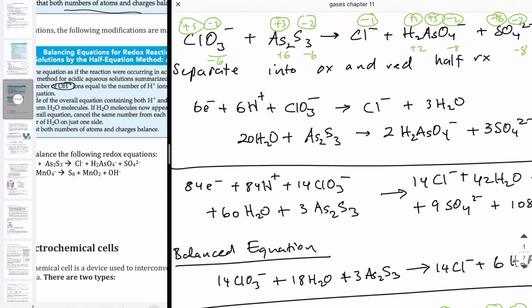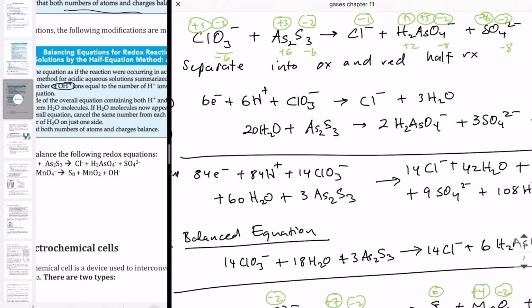And then what I do, the second step, is to assign oxidation states, because I need to know who's oxidized and who's reduced, because my first step is to separate these out into oxidation and reduction half reactions. So for me to be able to do that, I need to know who's oxidized and who's reduced. Those green numbers that are circled on the top are the actual oxidation states of each of the elements.